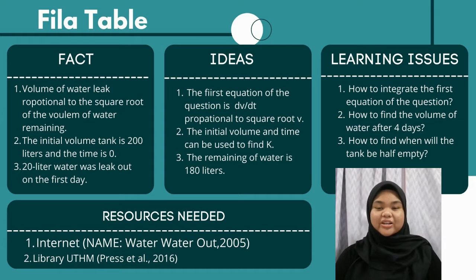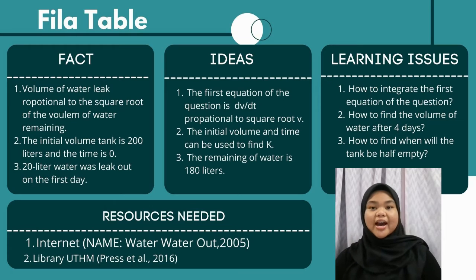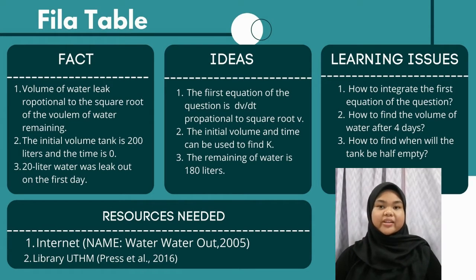Alright, now I will explain the filler table of question P3. Basically, in the filler table, we have 4 parts, which are fact, idea, learning issue, and resource needed. The first fact that we get from this question is the volume of water leaking out from this vertical cylinder is proportional to the square root of the volume of water remaining. The second fact is the initial volume of water is 200 liters and the time is 0. And the last is that 20 liters of water was leaked out during the first day.